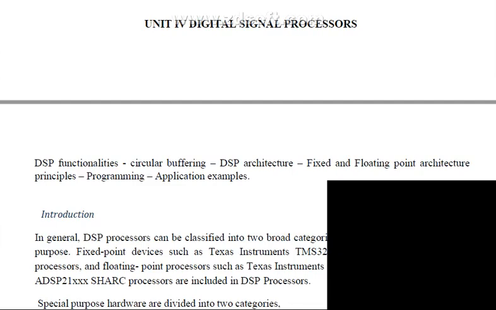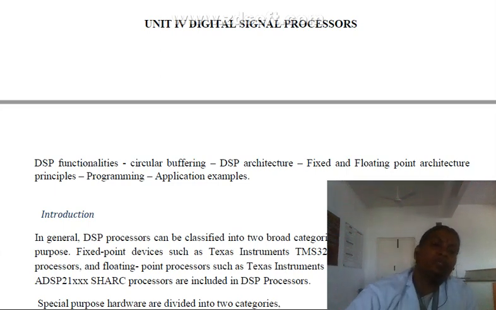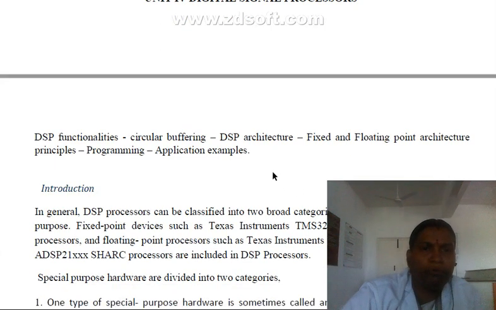Good morning to everyone. Today we are going to discuss the digital signal processor in the digital signal processing subject, unit 4. Here we have to see the syllabus: DSP functionality, circuit buffering, DSP architecture, fixed point and floating point principle, programming and application examples. These are all the topics we cover in unit number 4.